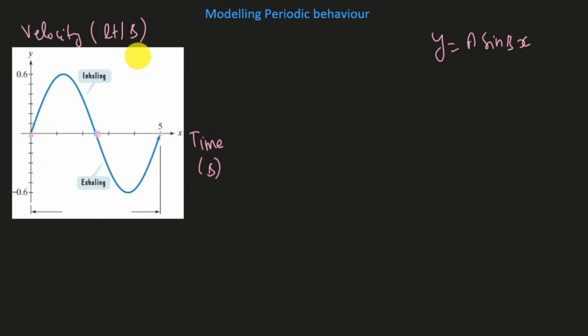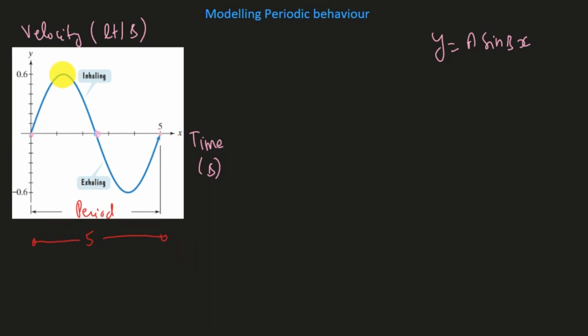And this graph basically shows the normal breathing cycle. Now, can you model the breathing cycle using a sinusoidal graph? Of course we can. Here we can see that the period is 5. This is the period, right? It starts from 0 and ends at 5, so this would be the period.